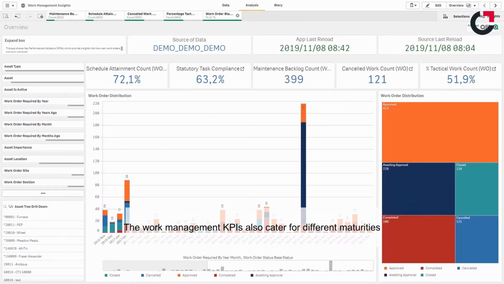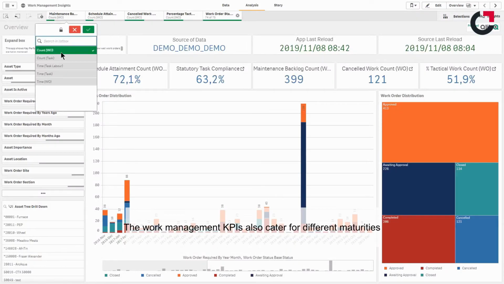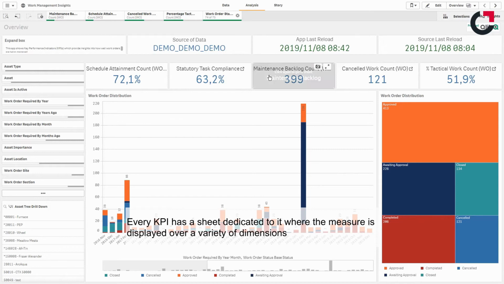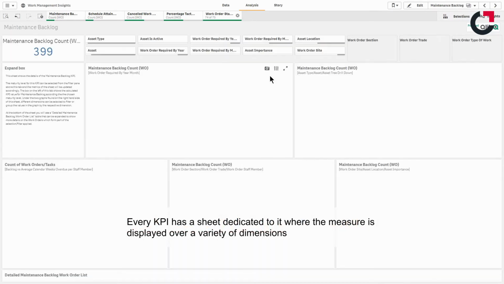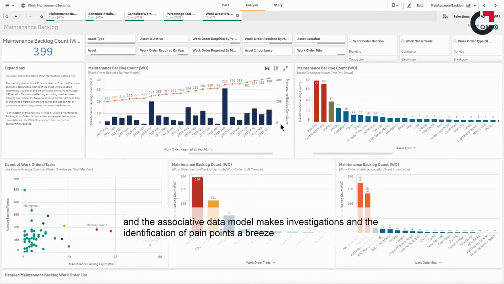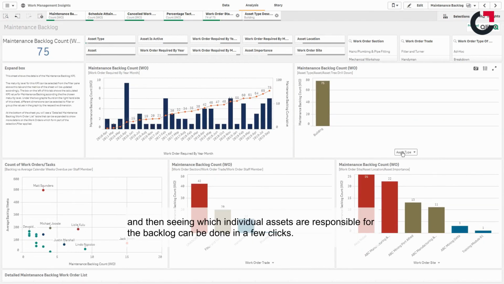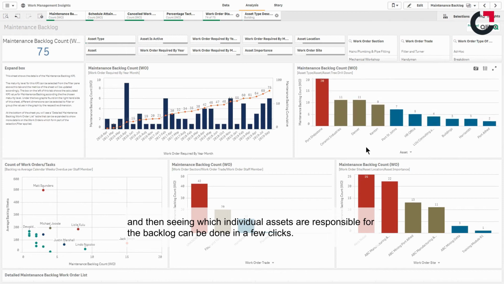The work management KPIs also cater for different maturities, enabling your analysis to mature with your business. Every KPI has a sheet dedicated to it, where the measure is displayed over a variety of dimensions, and the associative data model makes investigations and the identification of pain points a breeze. For example, finding the asset type with the most work orders in the backlog, and then seeing which individual assets are responsible for the backlog can be done in a few clicks.